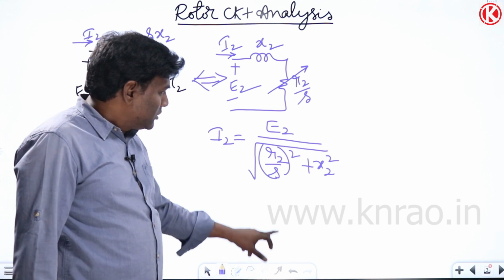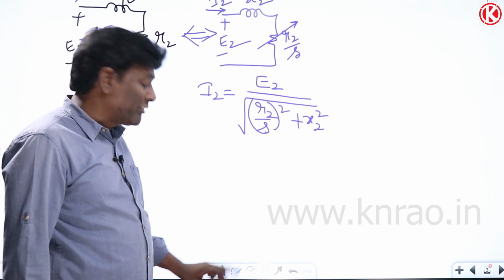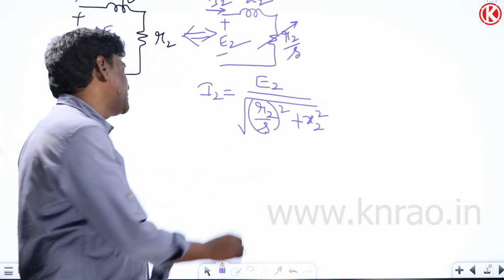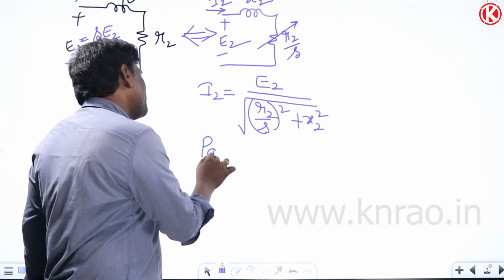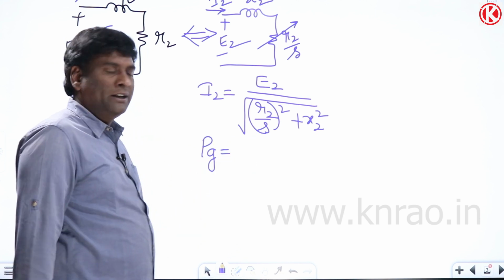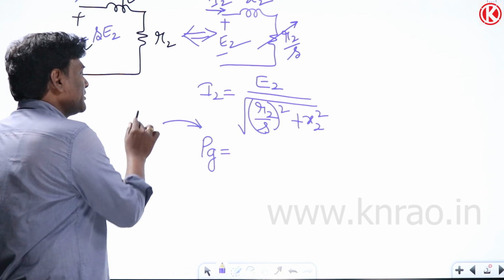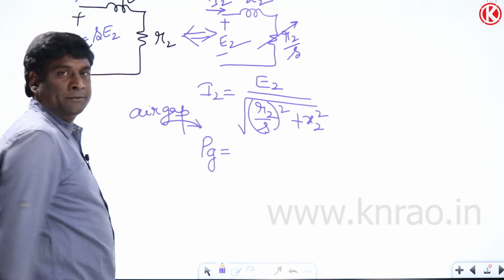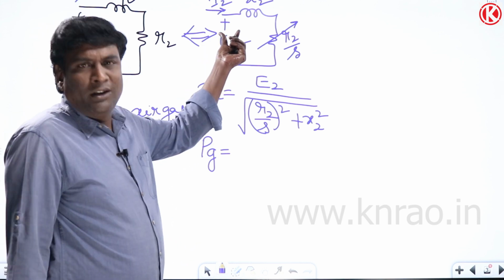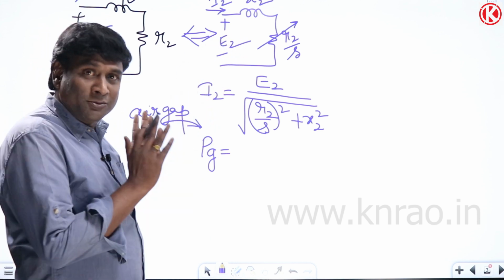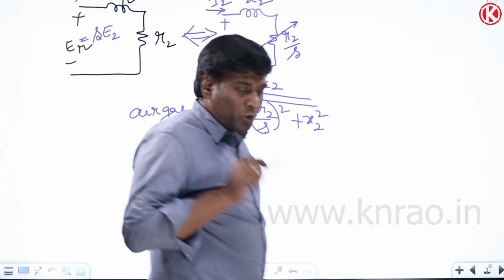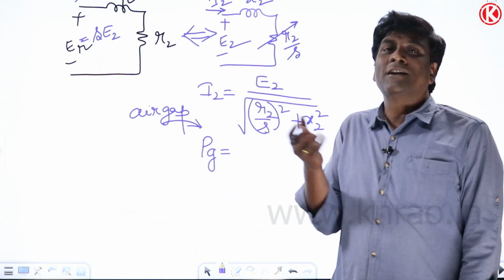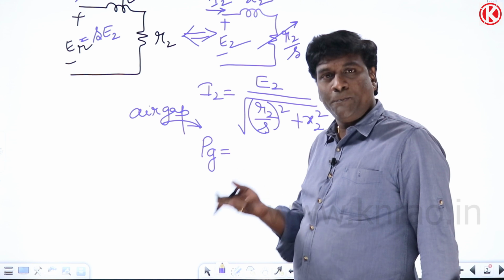Now think of the power input to the rotor circuit, which is called the air gap power, PG. From the air gap, how much power is being taken by the rotor? We know that reactance will not absorb any active power. Power in the sense, what I mean is active power. And one more thing: only active power will be transformed into torque and speed.